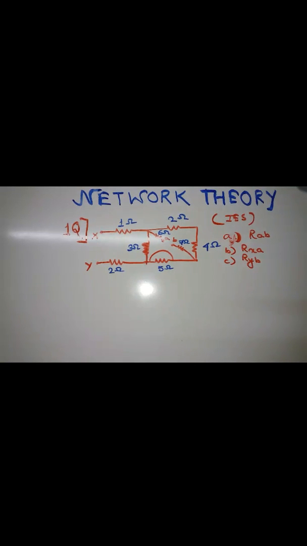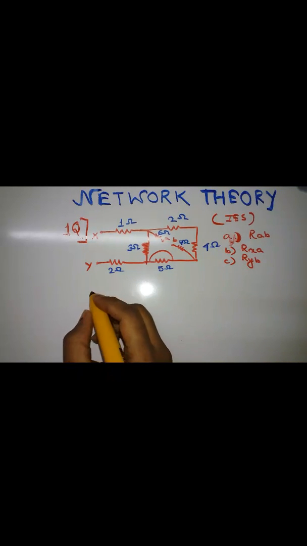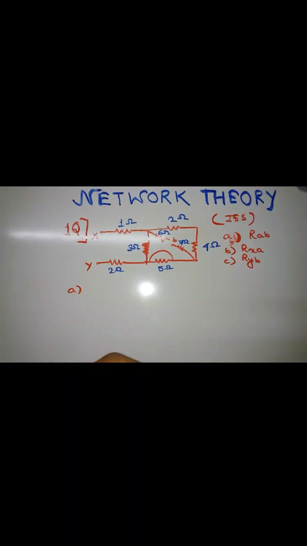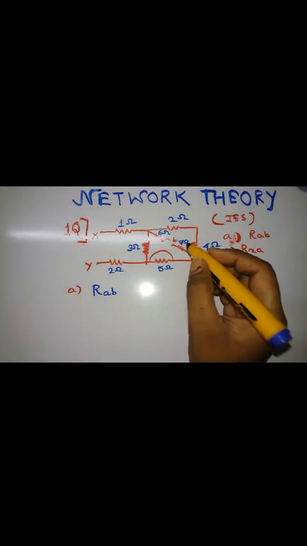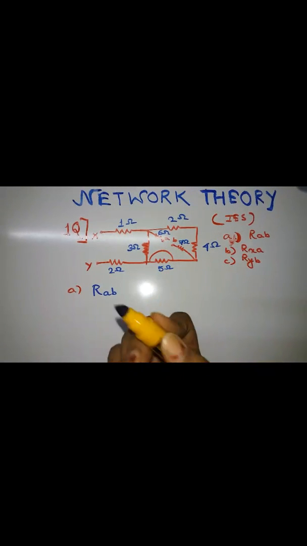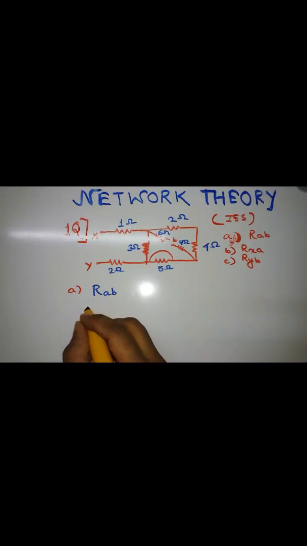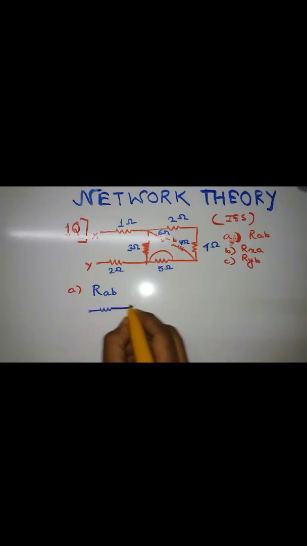Now we will start solving our first part. So now the first part, that is R of A B. So from this diagram, what you can see, where is RAB? Here. So how can we make the diagram? Let's suppose, let's keep it like this.